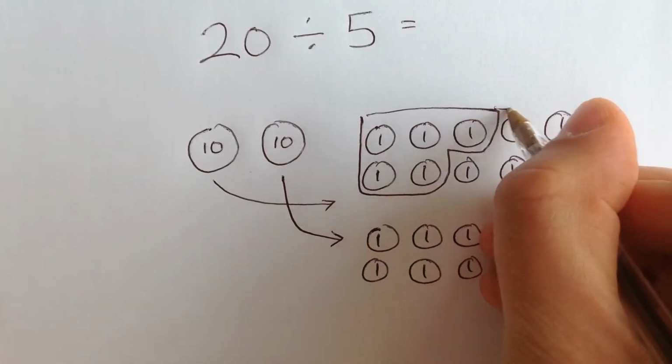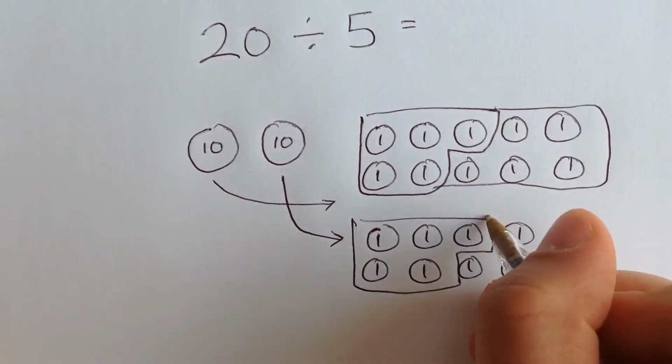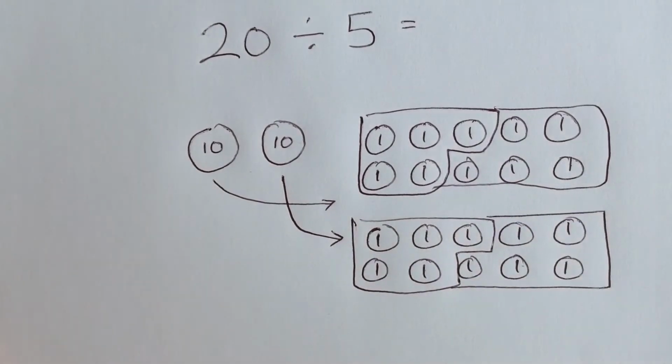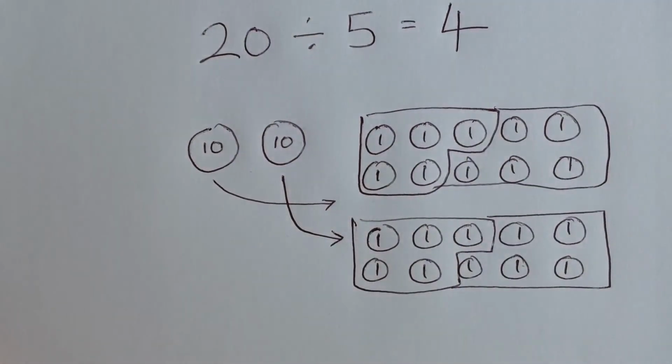1, 2, 3, 4, 5. There's one group. There's two groups. There's three groups, and there is four groups. So the answer is 4, because there were 4 groups of 5.